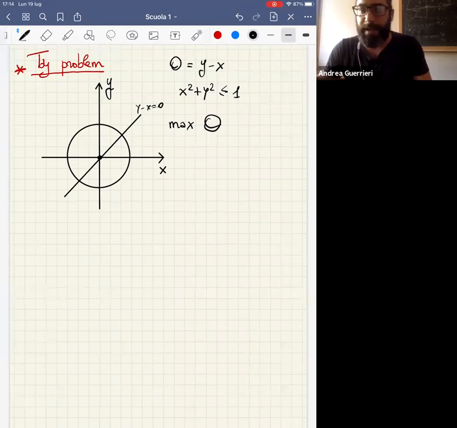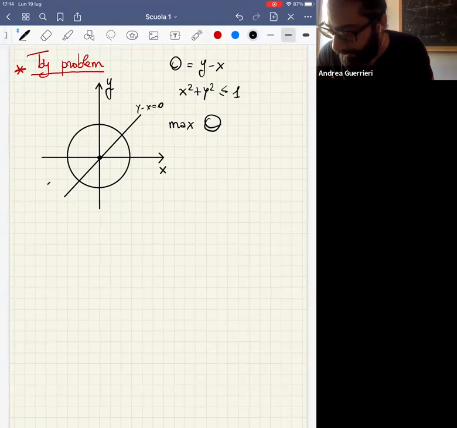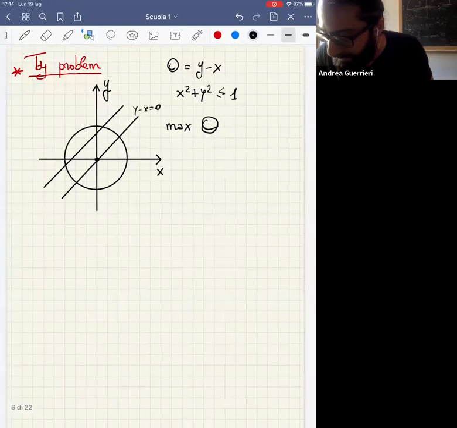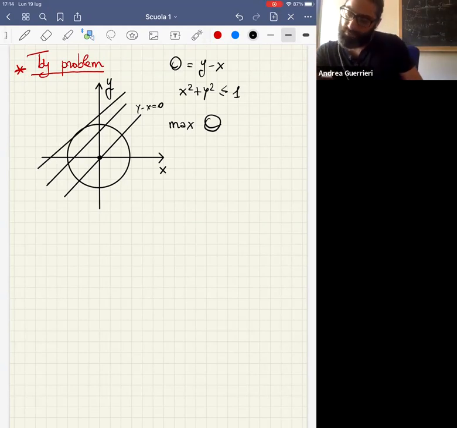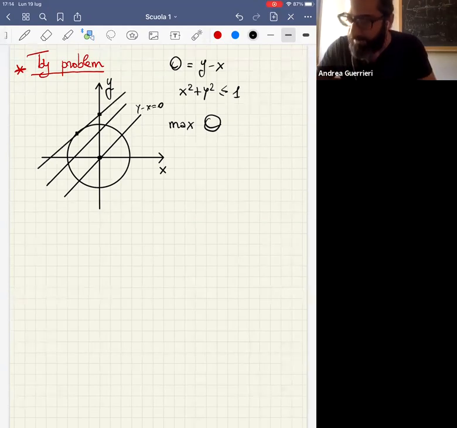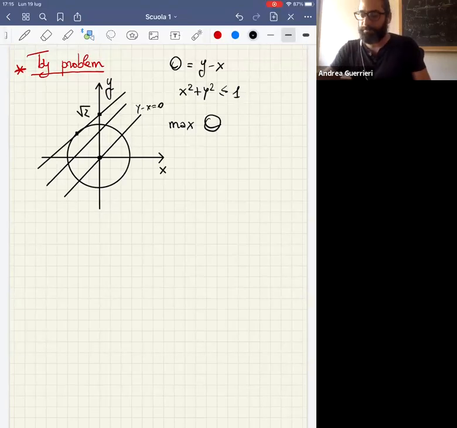Okay, and I can surely do better. It's not hard to imagine that the best I can do is when this straight line is tangent to the disk, to the circle. So this is the best I can do, and the maximum of this observable is therefore given by square root of 2. Right? Okay, so this would be an example of primal formulation.